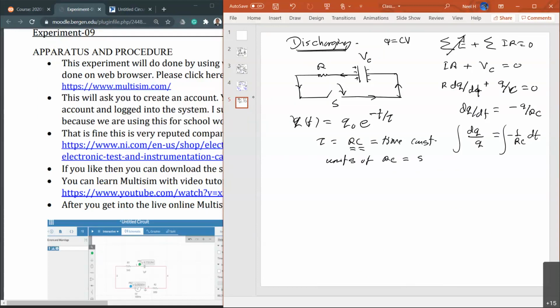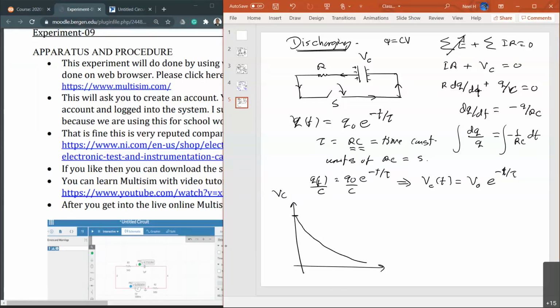Again, you take this equation, Q0 exponential minus t over tau, divide by the capacitance, then you will get the voltage across the capacitor as a function of time, which is equal to the maximum charge voltage times e to the minus t over tau. Now this equation looks like this: initially you have the maximum charge voltage across the capacitor, and as time goes on, the voltage is rapidly decreasing. So that is a discharging capacitor.